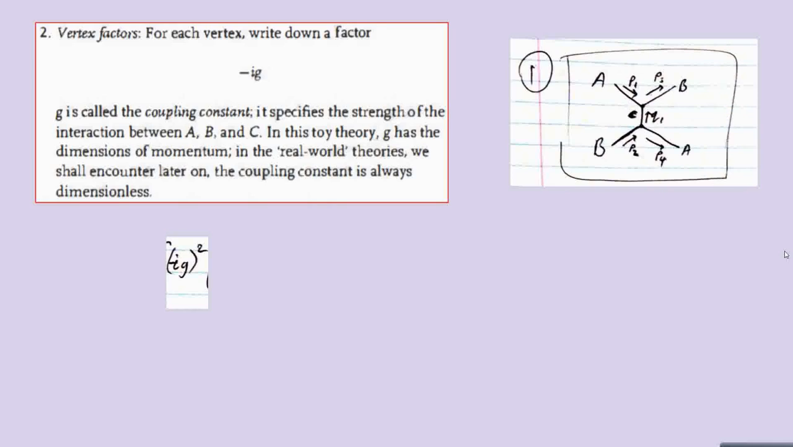The next step in the process is vertex factors. For each vertex, we write down a factor of minus ig, where g is the coupling constant. Since there are two vertices in the following diagram, we write down (minus ig) squared.